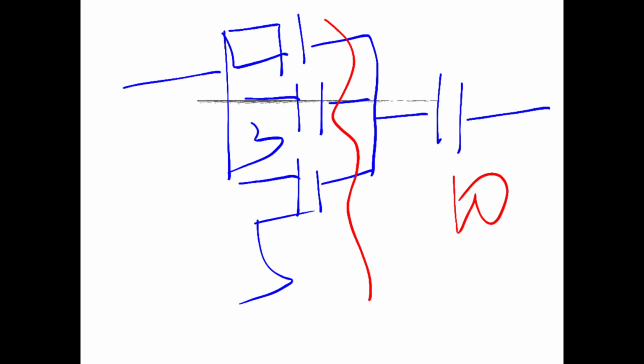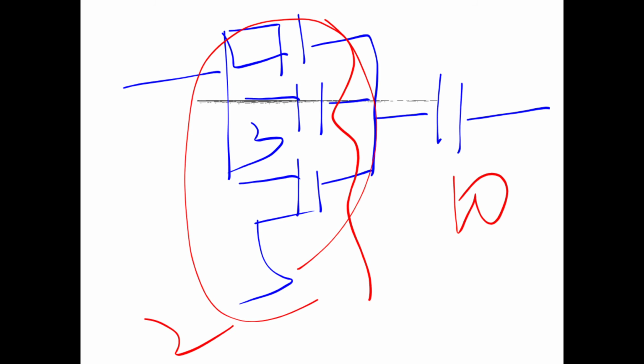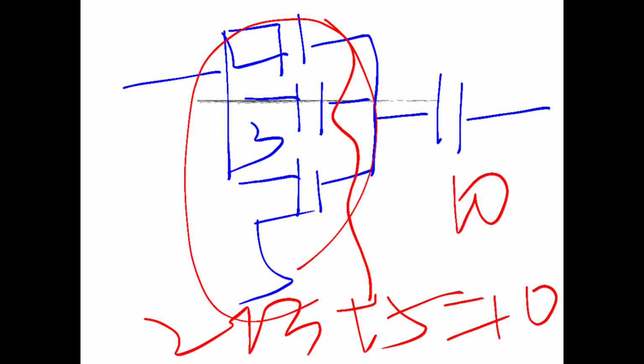This is a parallel plate capacitor. If they are in parallel connection, you have to add them. This is 10: 2 plus 3 plus 5 is equal to 10. I only solve this to help you understand.